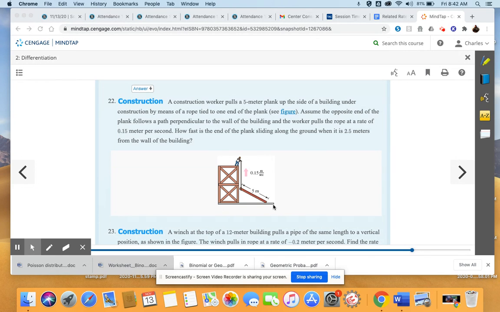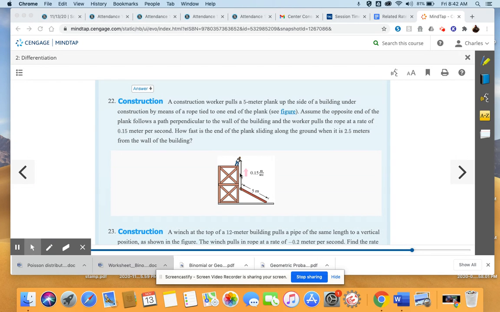Okay, now this is the important thing for you to know. As this is pulled up the wall, this Y distance on our right triangle is going to change. This X distance on our right triangle is going to change. The hypotenuse of our right triangle, the board, is not changing. The board is always going to be a constant 5 meters. So that's going to be important for us in this problem.